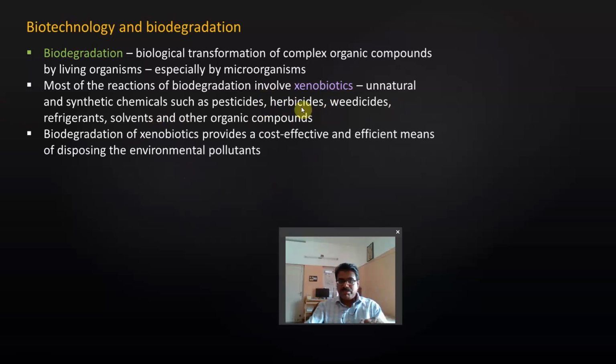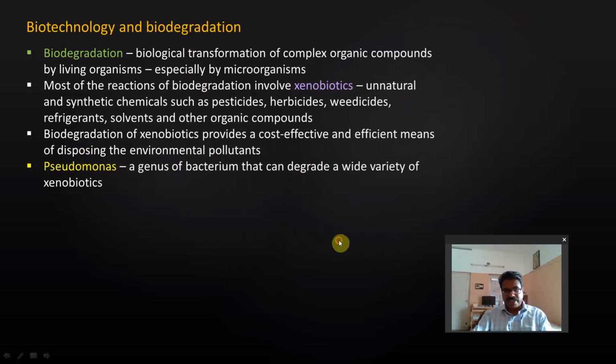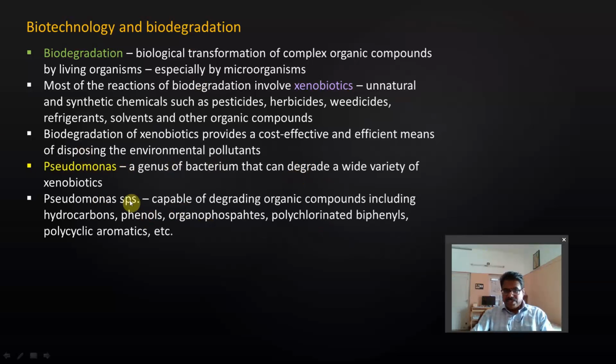Okay, so biodegradation of xenobiotics is cost effective, and so biodegradation is the immediate need for degrading xenobiotics. And what we said earlier, the Pseudomonas is a genus of bacterium that can degrade a wide variety of xenobiotics that we saw earlier. So, the Pseudomonas species is capable of degrading organic compounds like hydrocarbons, phenols, biphenyls, and aromatics. These can all be degraded using Pseudomonas bacteria. And when Pseudomonas is genetically modified, it can be more effective in the biodegradation process.